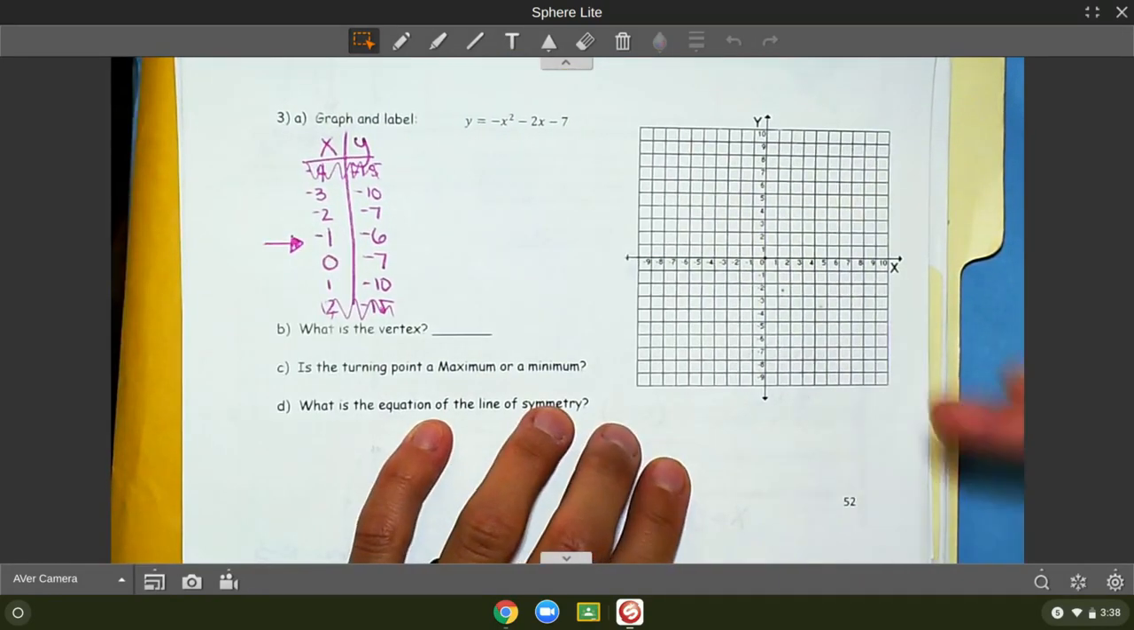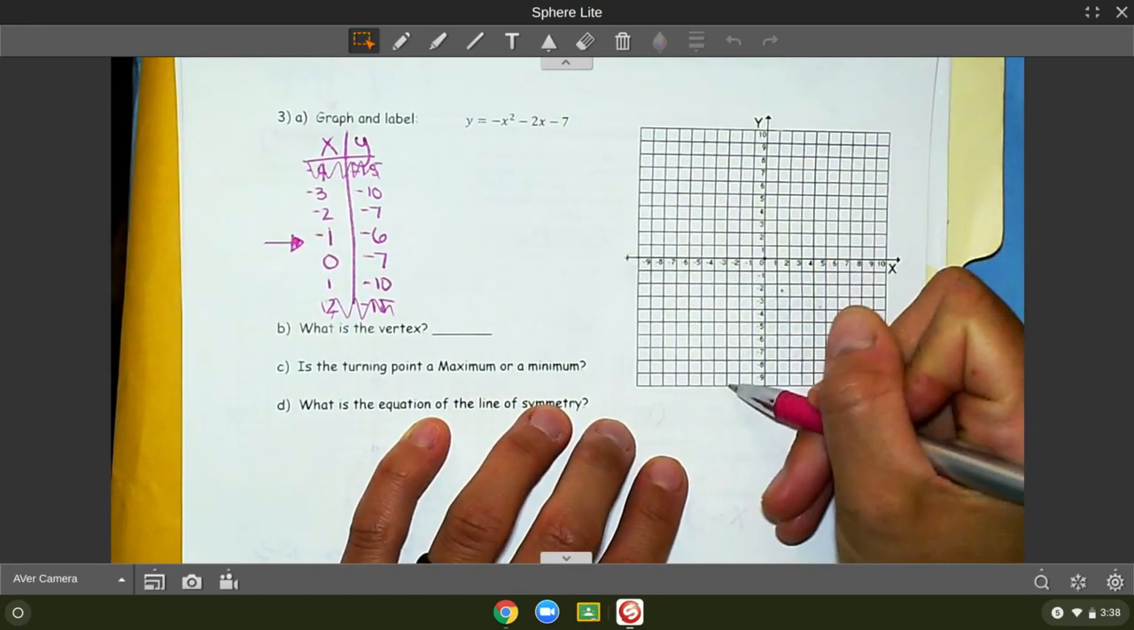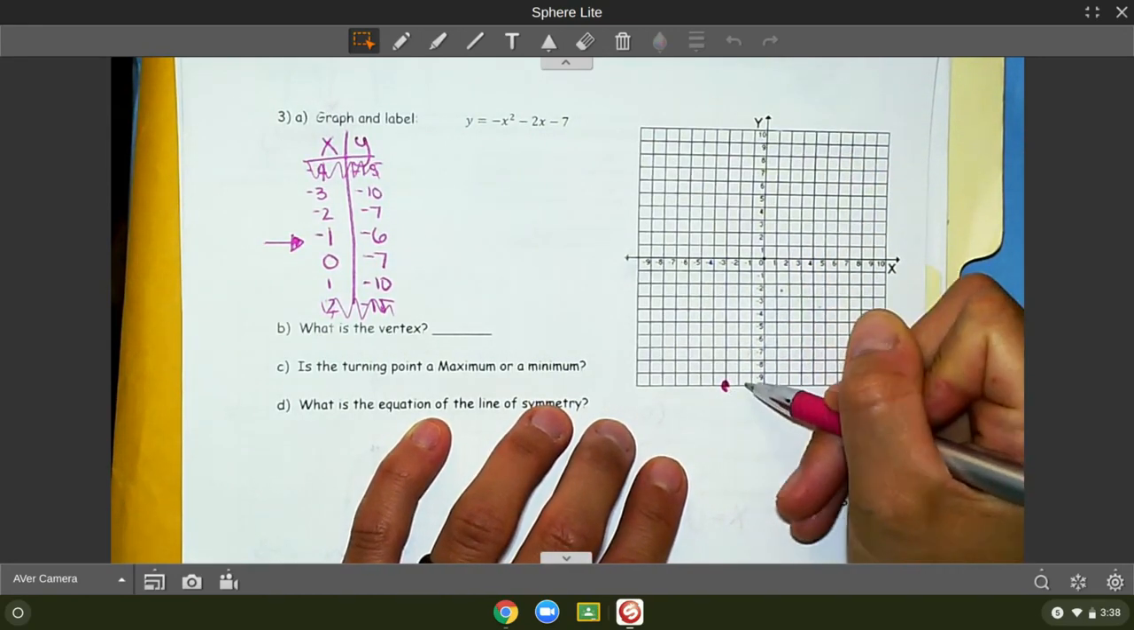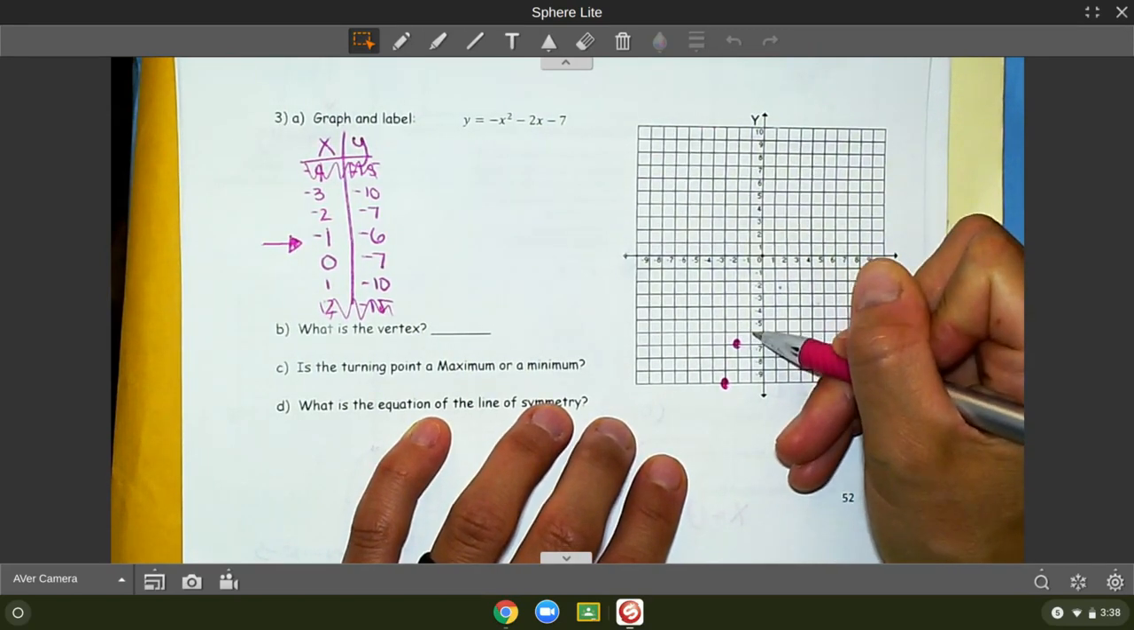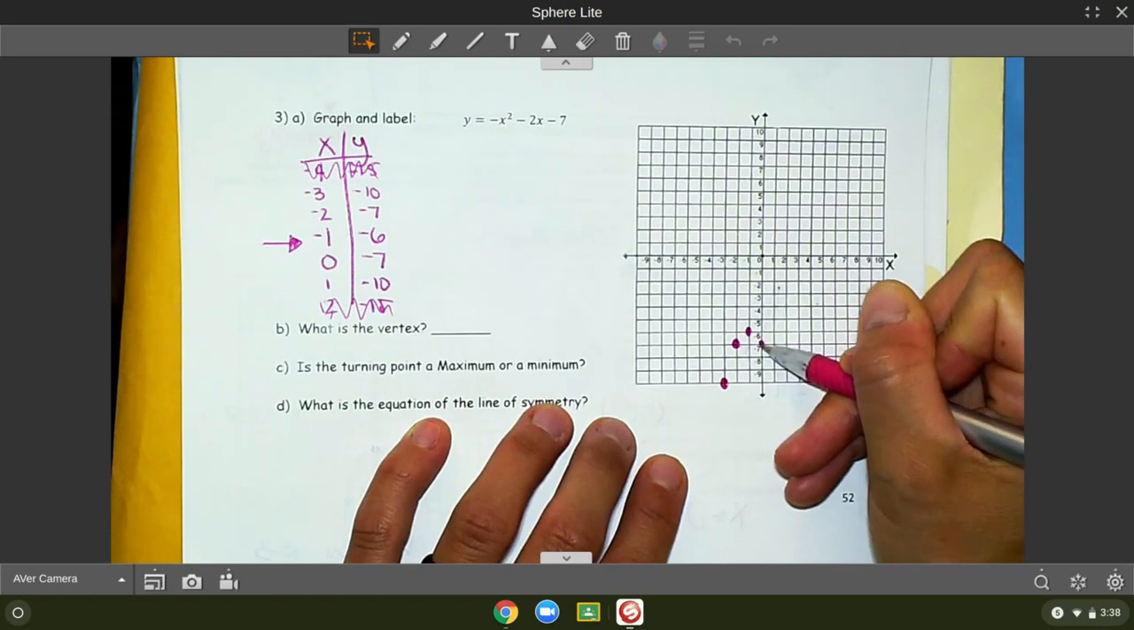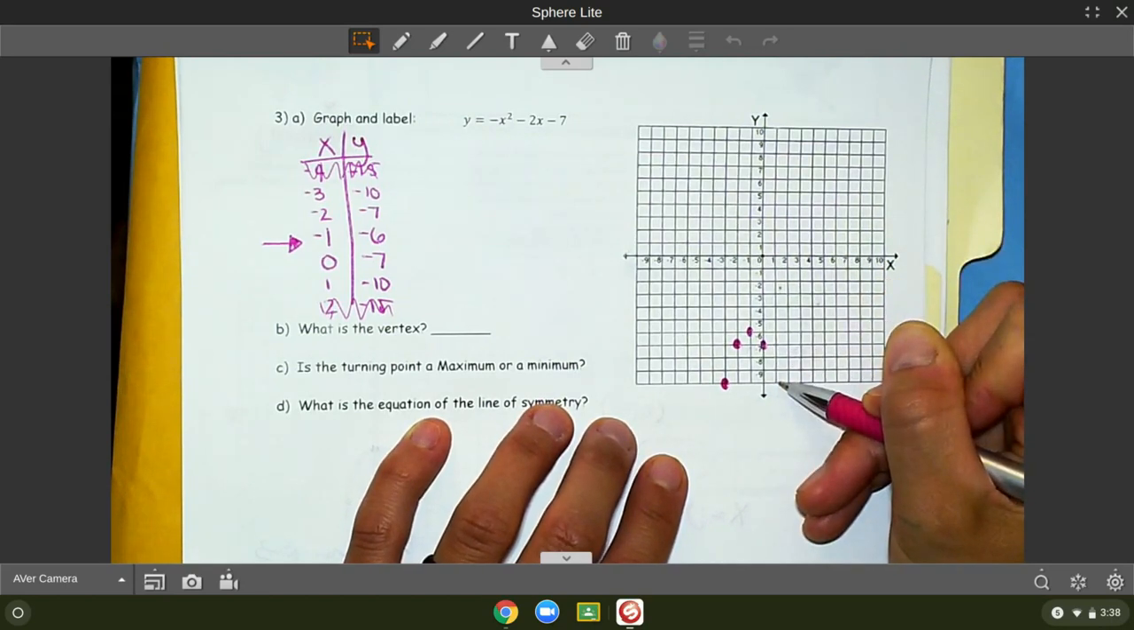So let's go ahead and plot those. -3, -10. -2, -7. -1, -6. 0, -7. And 1, -10.